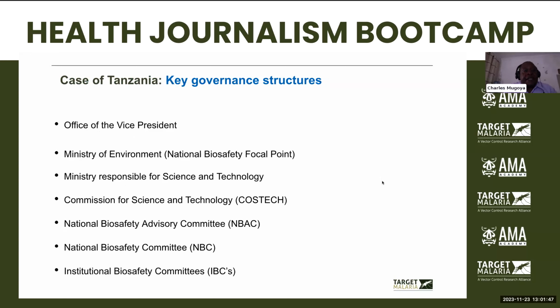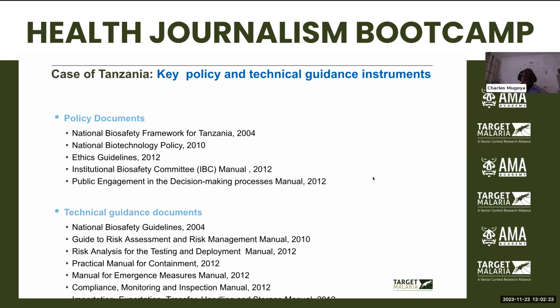So we have Tanzania also. I think it is almost the same format as Uganda. They have different government structures and institutions, starting from the Office of the Vice President. Then you have the Ministry for Environment, the Ministry for Science and Technology, and they also have committees: the National Biosafety Advisory Committee, the National Biosafety Committee, and institutional biosafety committees. These are governance mechanisms for addressing the requirements of the applications for the deployment of the technology. Next slide.